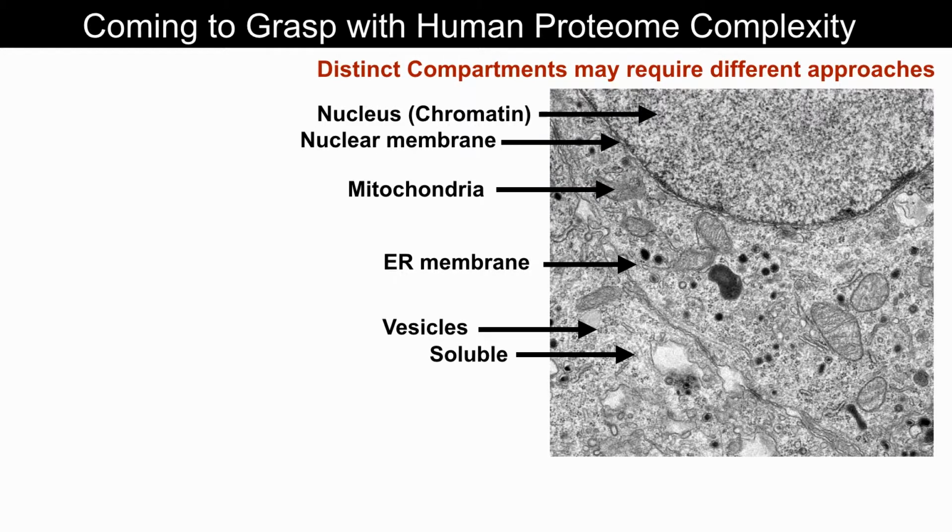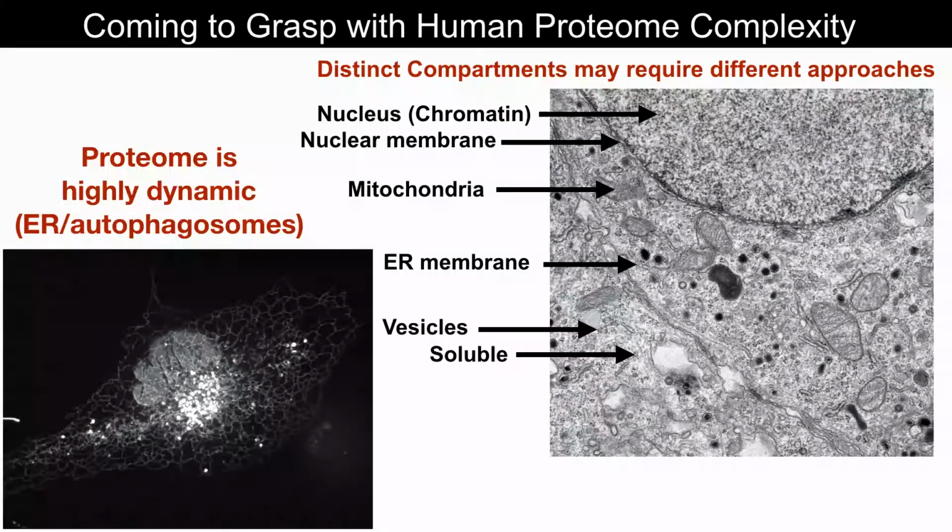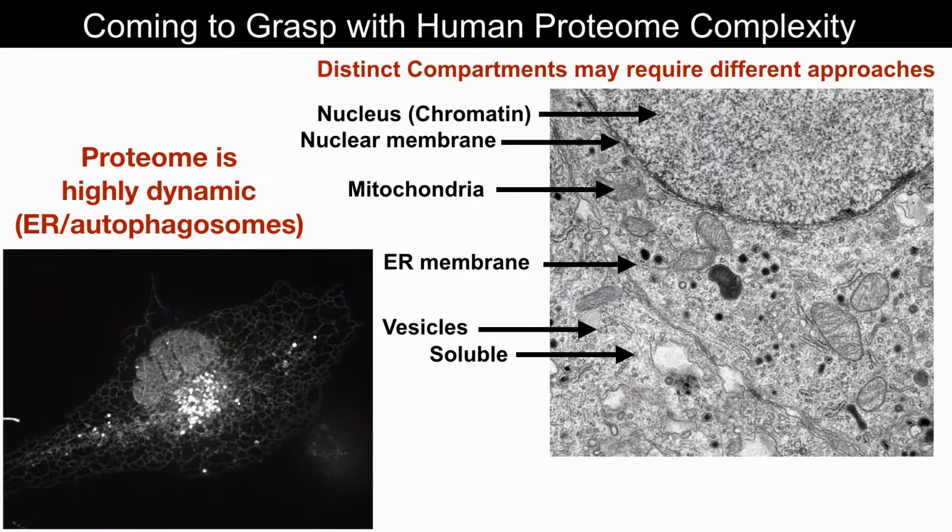You have to think about different technologies that let you access those individual structures, and not one technique will work for all of them. In addition, everything in the cell is moving. So this is just one very simple example of ER and autophagosomes moving around in the cell, but essentially everything is dynamic. How do we even think about capturing the dynamics of an interactome?